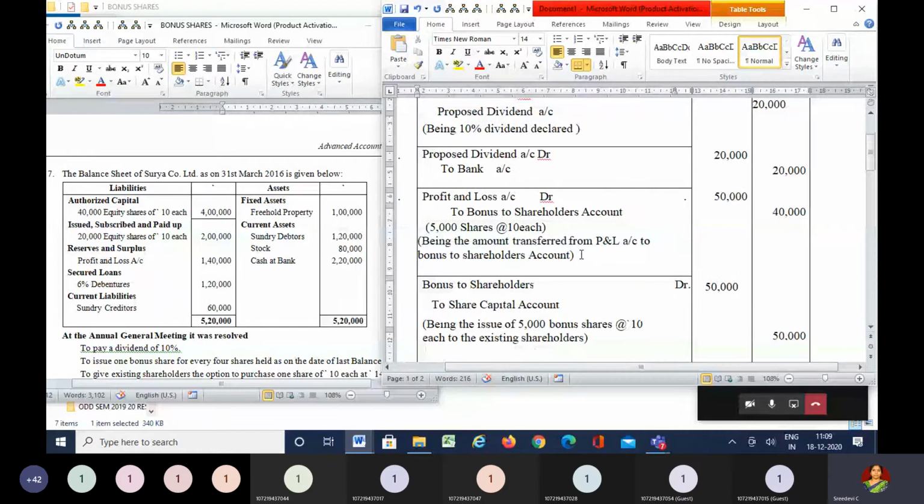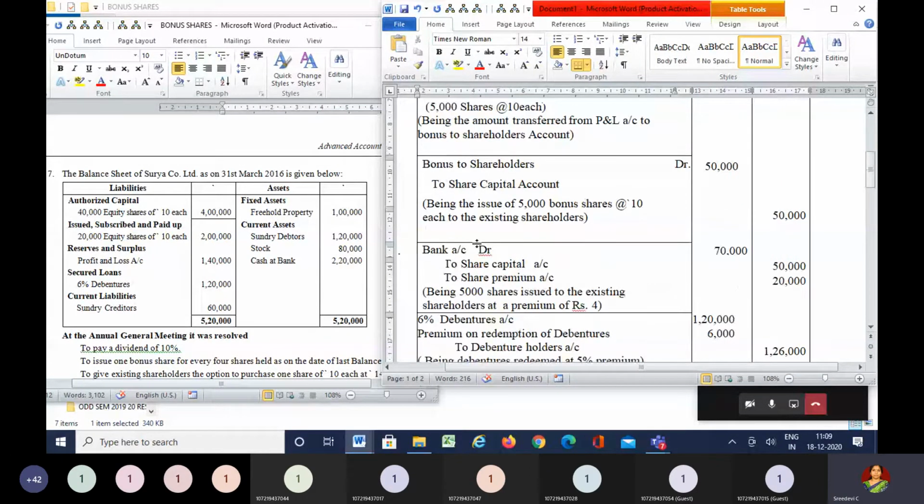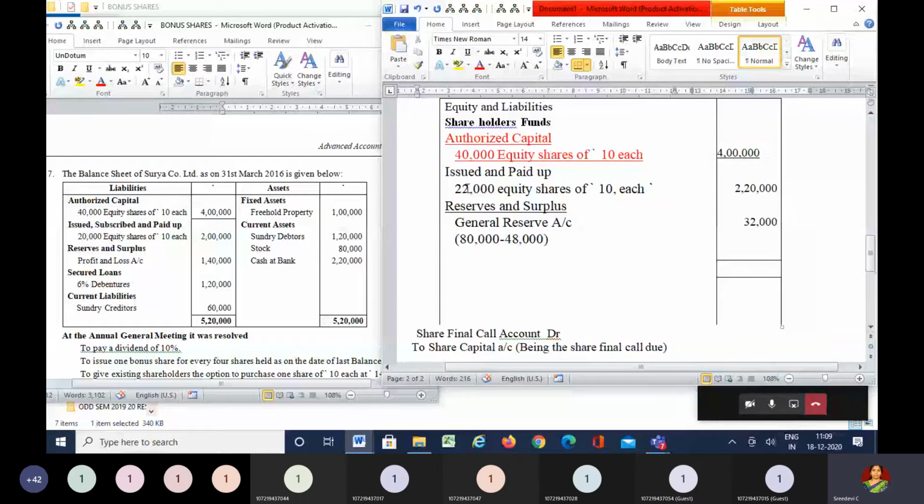So here the company has issued additional 5,000 bonus shares, so 20,000 plus 5,000, 25,000, plus it has also issued rights shares of another 5,000. So bonus shares 5,000, rights shares 5,000, so total 20 plus 5 plus 5, 30,000 shares are being issued by the company. Therefore here shares will be 30,000 at the rate of 10 each, wherein the capital here is going to be 3 lakhs.